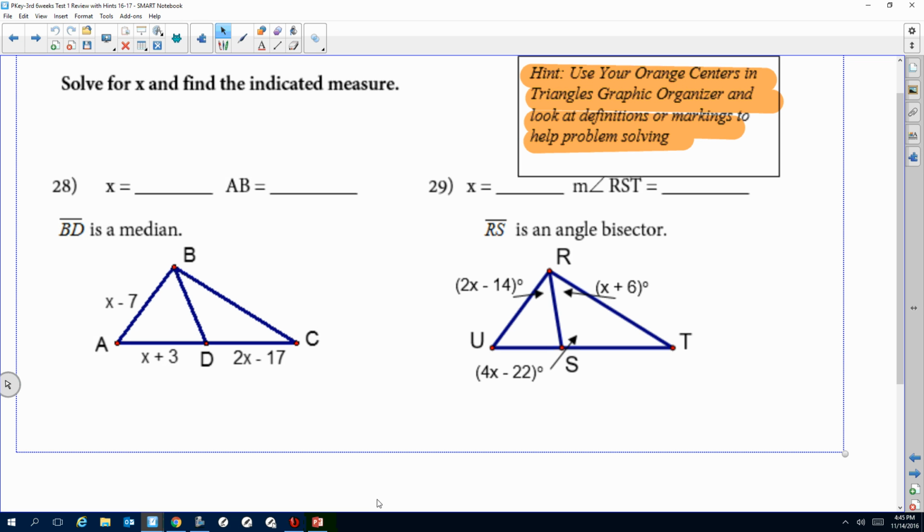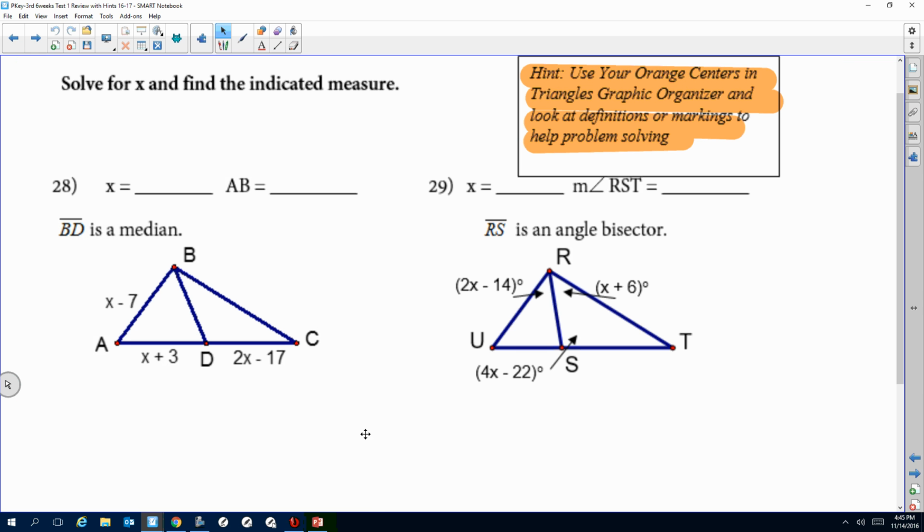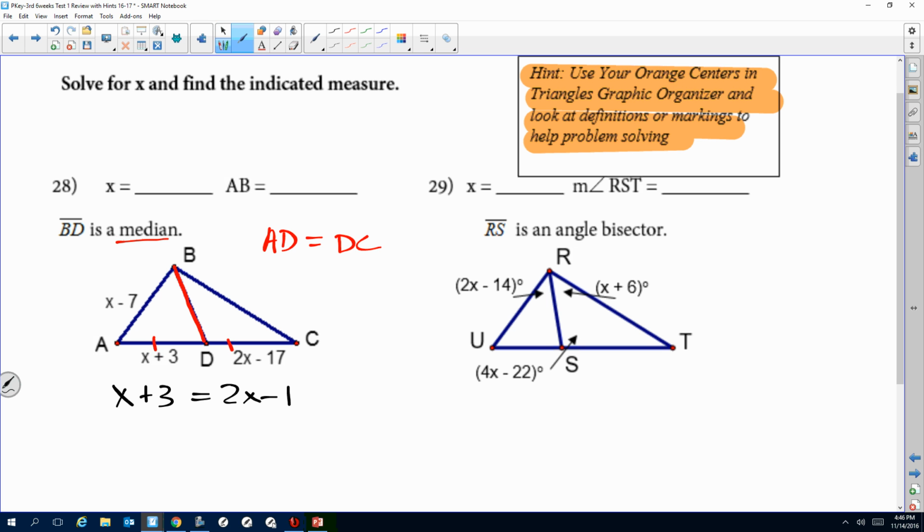On this first one, since they tell me that we have a median, by definition, and BD is that median, it has to go through the midpoint and to the opposite vertex. So it goes through the midpoint D, the opposite vertex is B, and because it goes through the midpoint, I should know that AD is equal to DC. So we're going to use that to set up our equation. Our equation that we should be writing here is x plus 3 is equal to 2x minus 17, and we're going to solve for x.